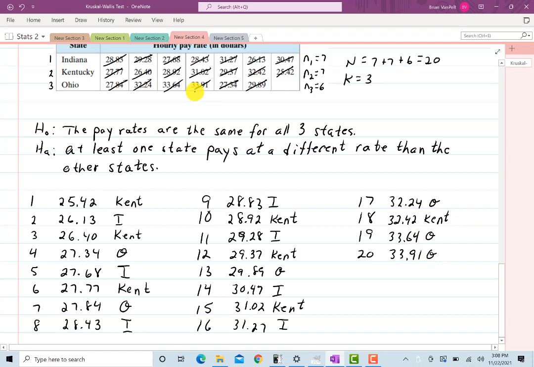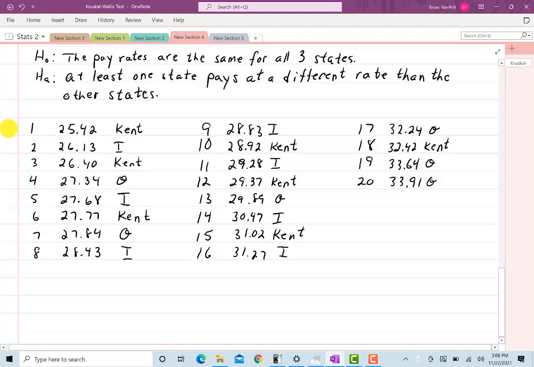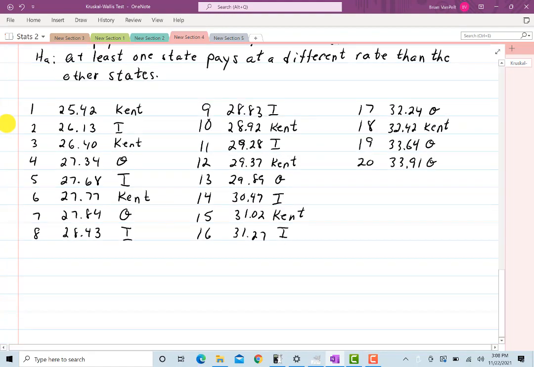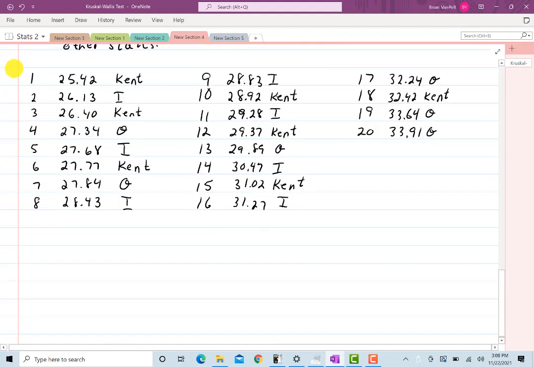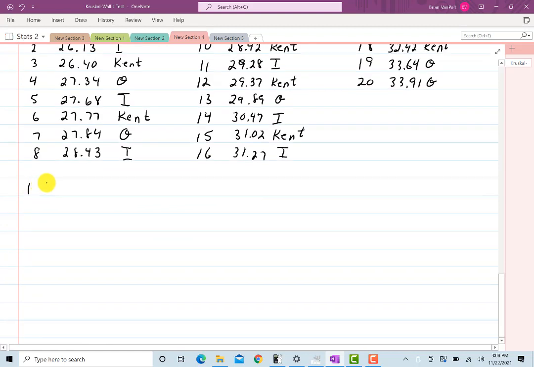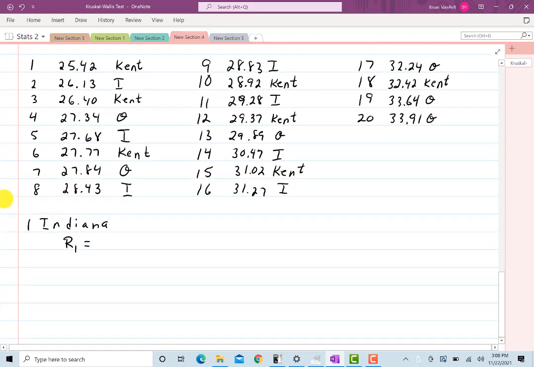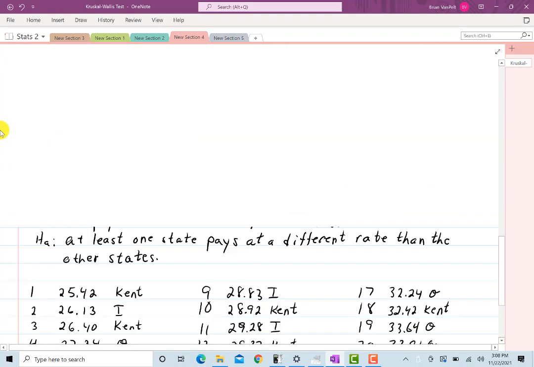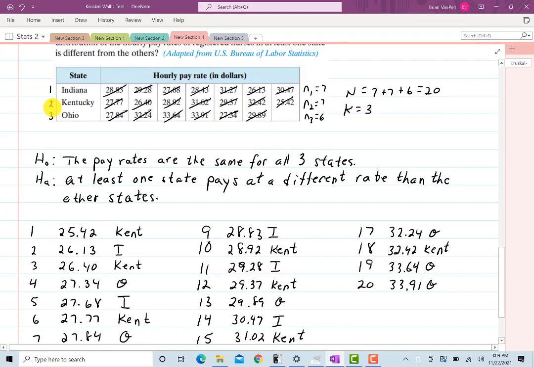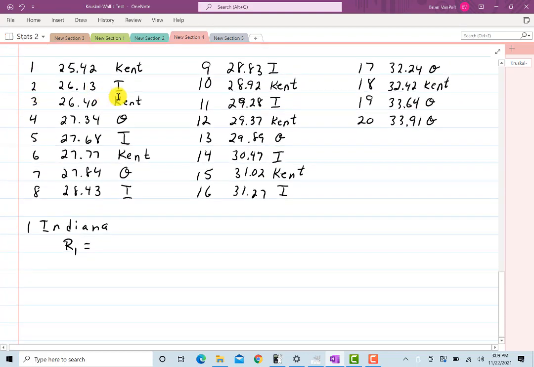So I've marked everything off. Now what you want to do is Indiana was 1, Kentucky was 2, and Ohio was 3. So let's see, let me have that back. Indiana was 1. So R sub 1 will equal the ranks for all the Indianas. So let me go through the entire list of Indianas and list the ranks.